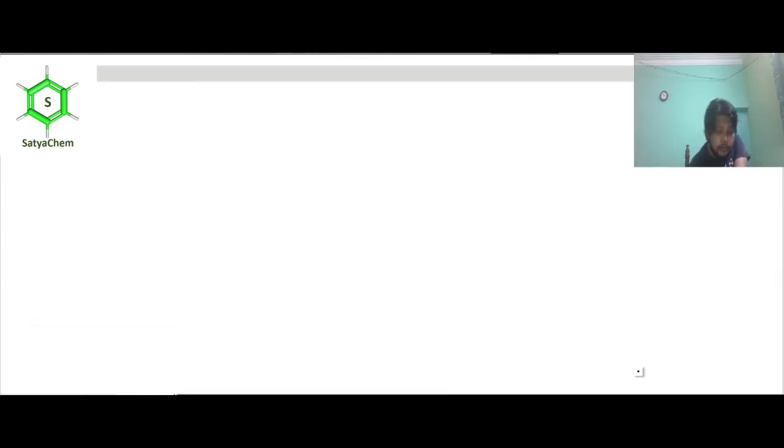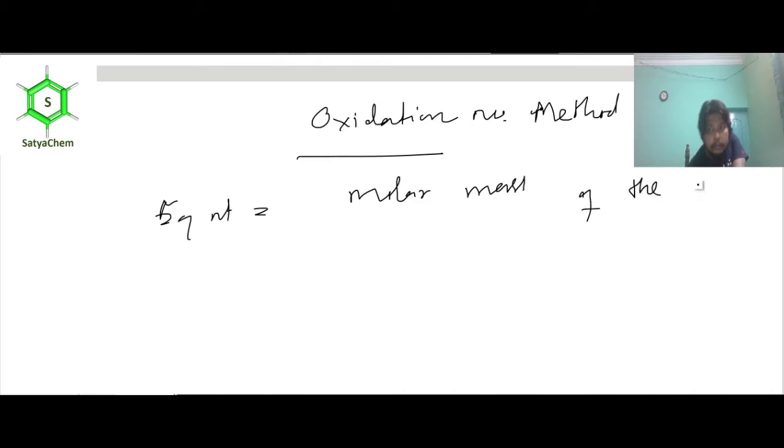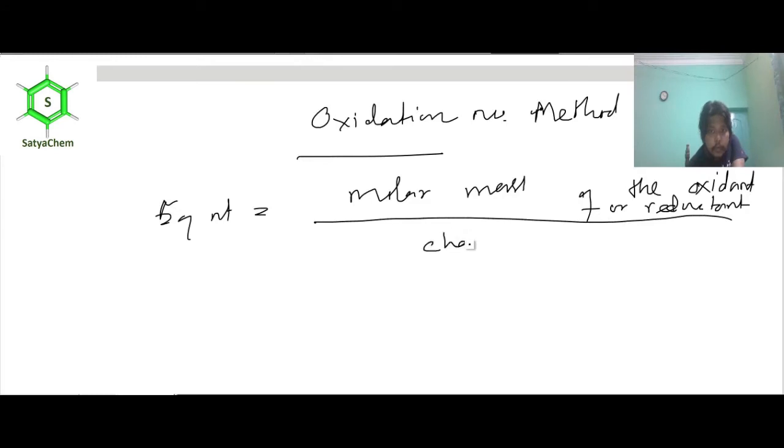Now we'll move to the oxidation number method. It states that equivalent weight is the molar mass of the oxidant or reductant divided by the change in oxidation number.